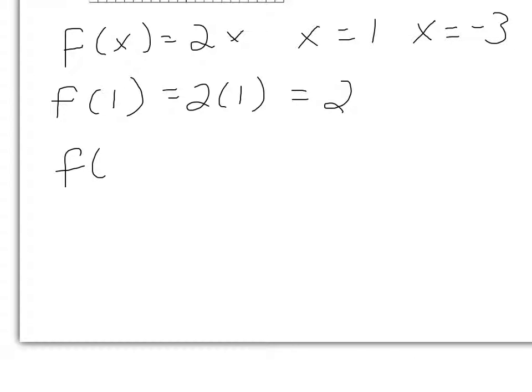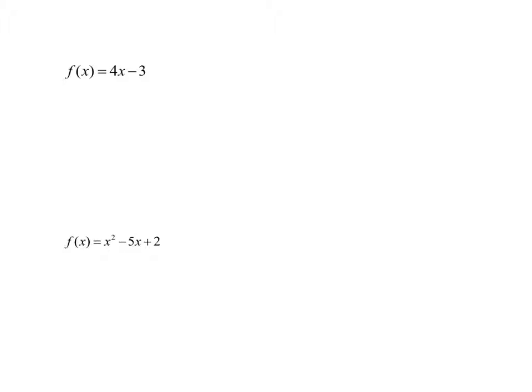Let's find the value of the function at negative 3. So in place of x, I'm going to put negative 3. And 2 times negative 3 is negative 6. Let's look at some more complicated functions. So for each one of these functions, I'm going to find the value of f of 2 and f of negative 3.